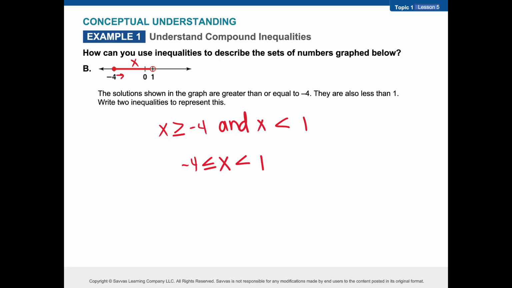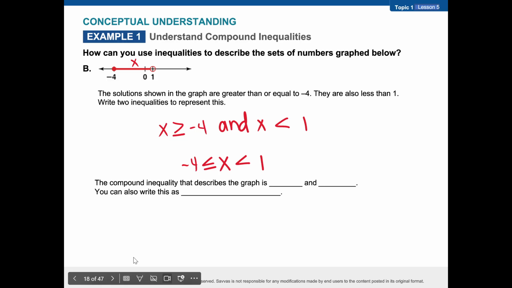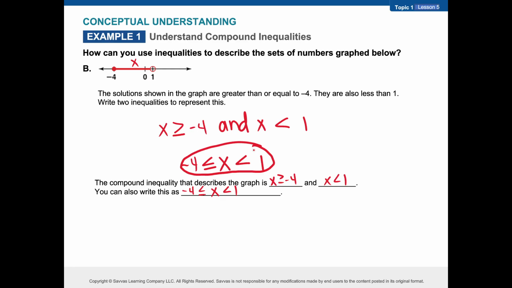And if you want to check that you did it right, they have the number 0 here to use as an example. -4 is less than 0 and 0 is less than 1. So the compound inequality that describes the graph is x is greater than or equal to -4 and x is less than 1. Or you can also write it as -4 is less than or equal to x, which is less than 1. Ands are the only ones that can be written like this.